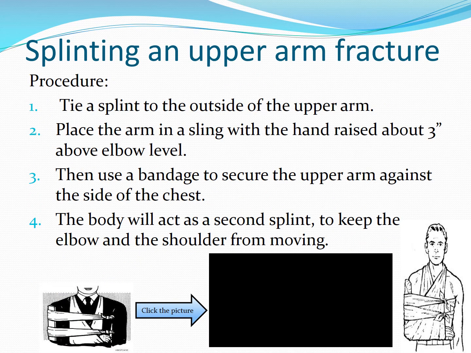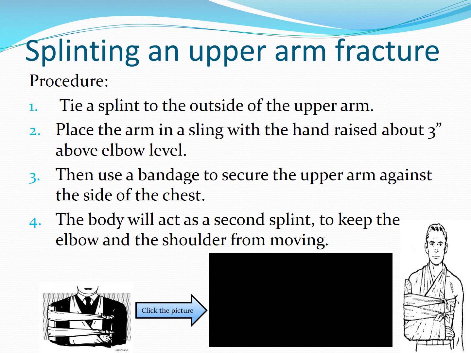Splinting an upper arm fracture. Procedure: tie a splint to the outside of the upper arm. Place the arm in a sling with the hand raised about 3 inches above elbow level.